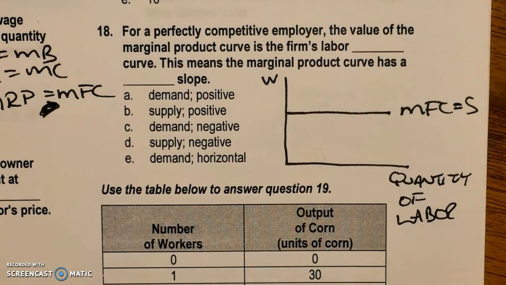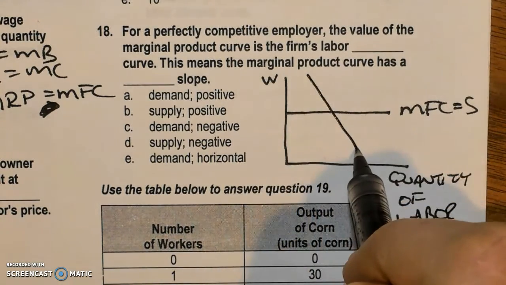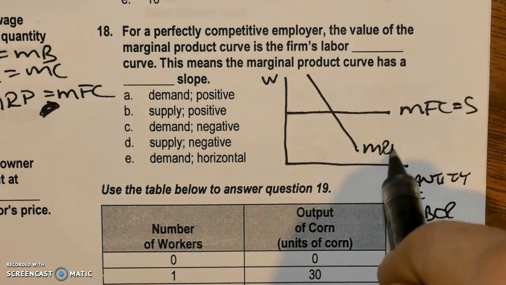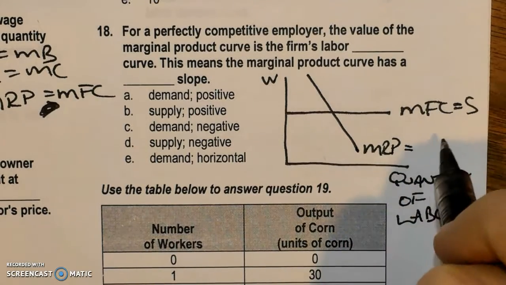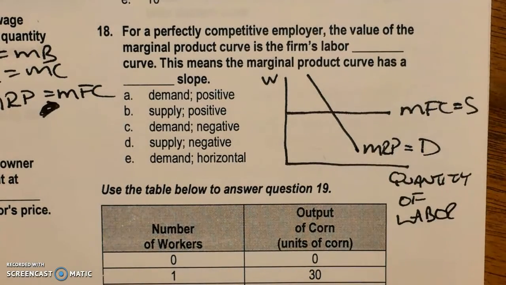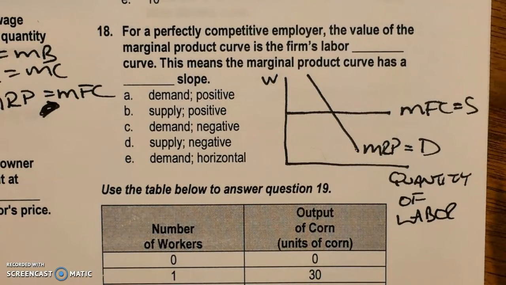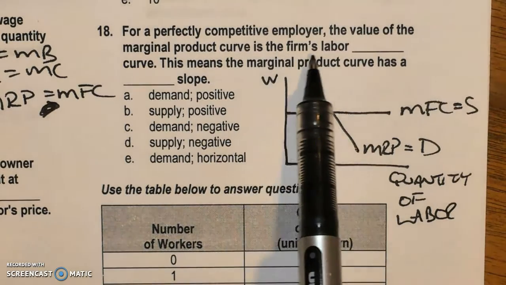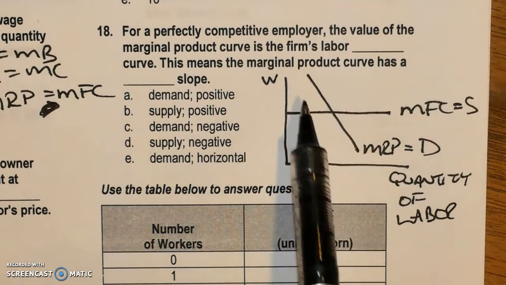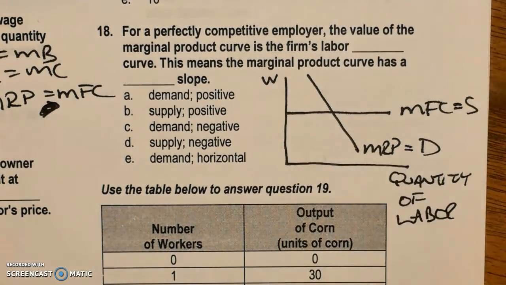Anyway, the idea is that we have a downward sloping MRP curve, which is the same as marginal revenue product, and it equals the demand curve. And that is the demand for labor because that's the value that you get from labor. And so the tricky thing is that MRP is VMPL, the value of the marginal product of labor. So MRP is VMPL, so it is the firm's labor demand curve is what they're saying.